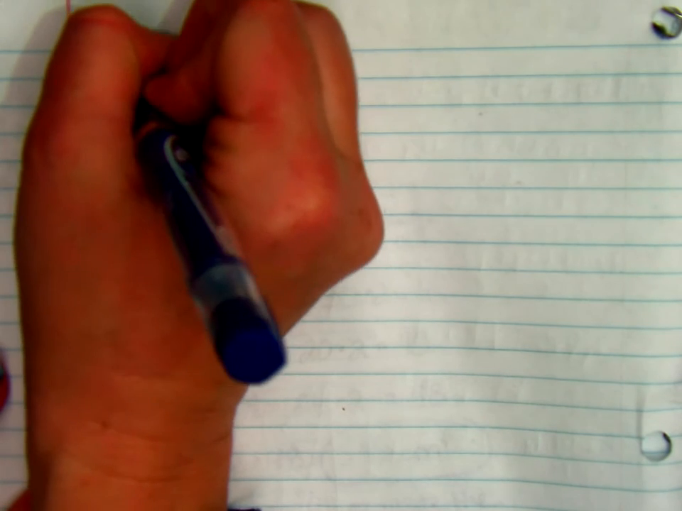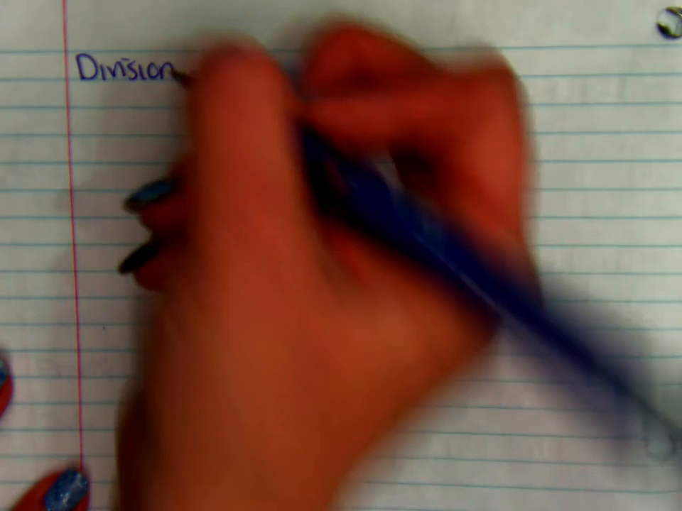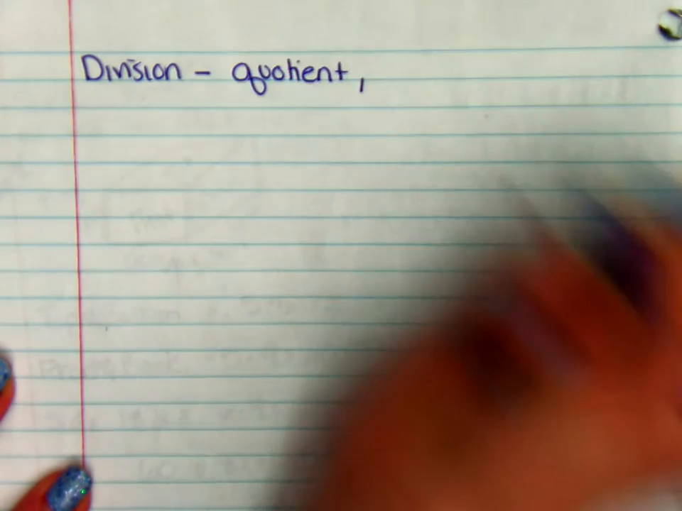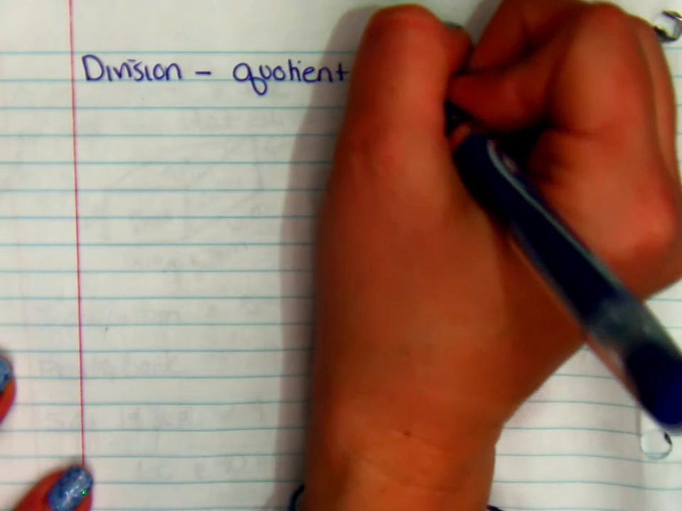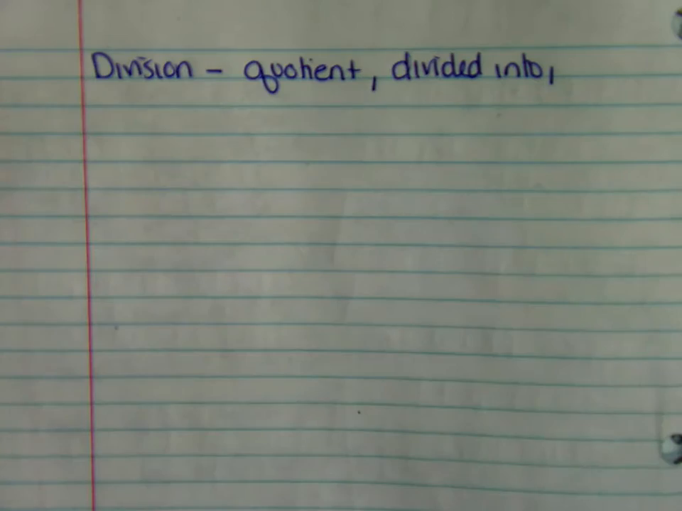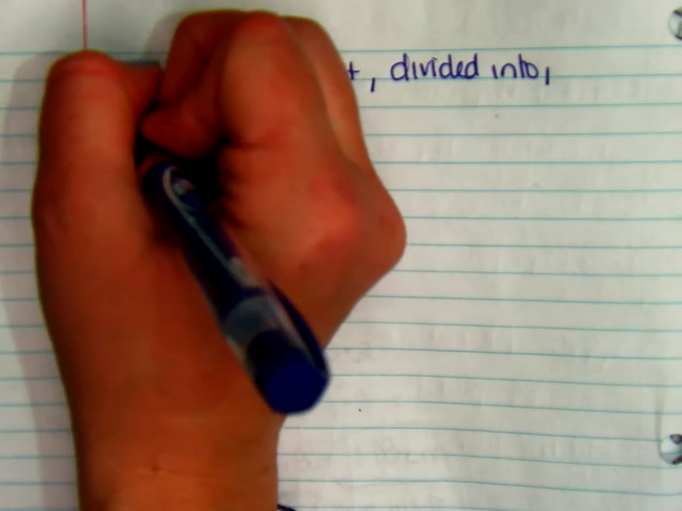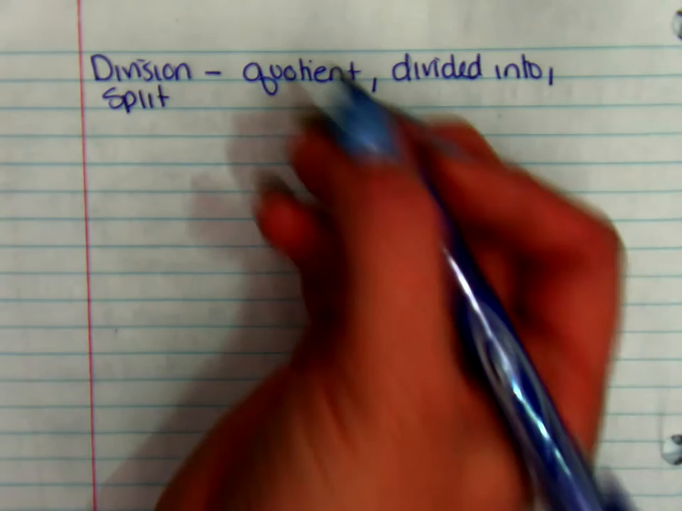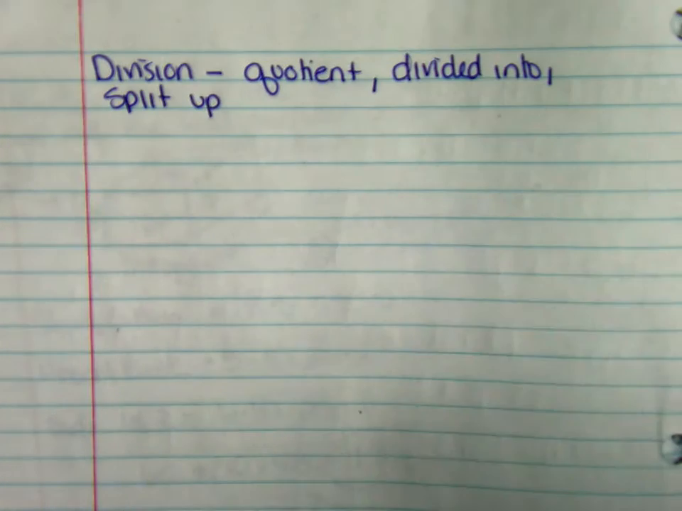So one that you probably realize we're missing is division. So we know it's a division problem when we have the words quotient, divided into, or split up. So 16 brownies split up into how many groups for 6 kids? Kind of thing.